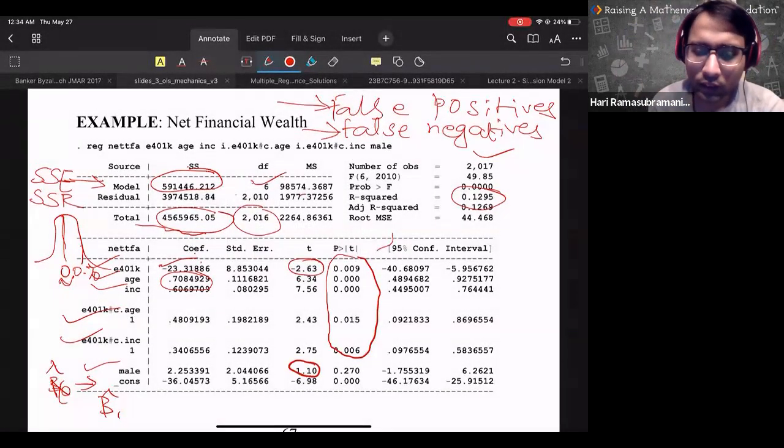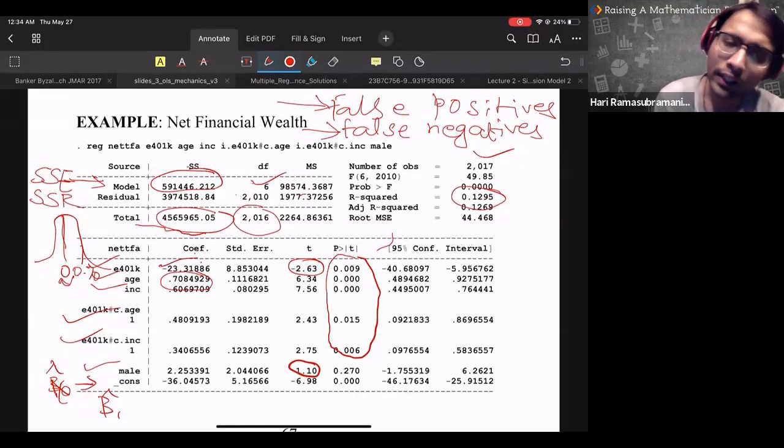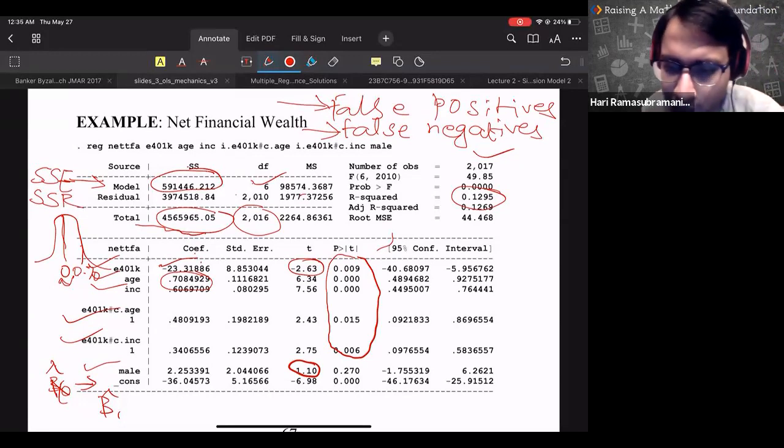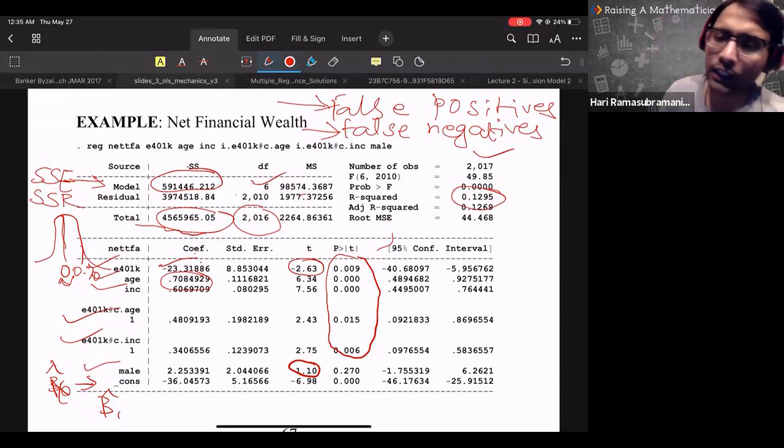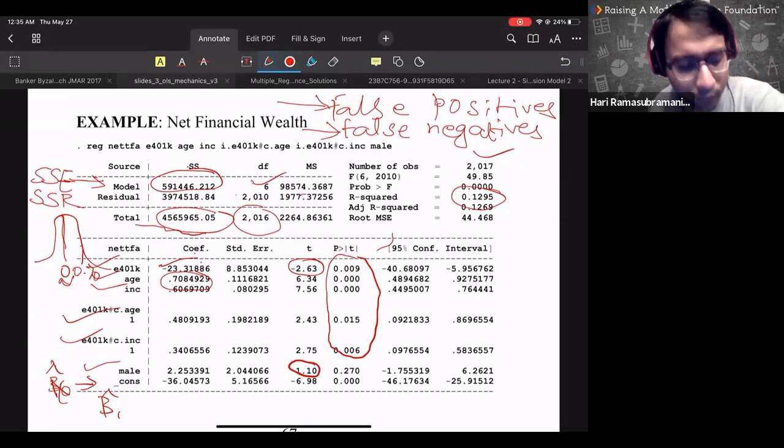This is bad news. I mean, bad news in the sense that there is no effect of gender on net financial wealth. What I mean by bad news is that you don't get a significant result. That means I cannot say that gender has any effect on your net financial wealth. Males and females do not have different levels of financial wealth. That's what this data set is saying.